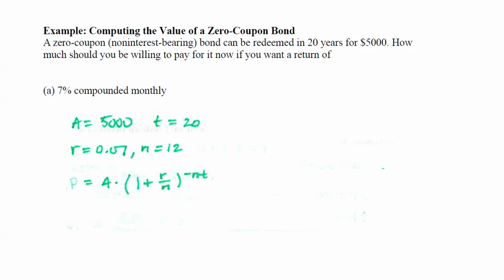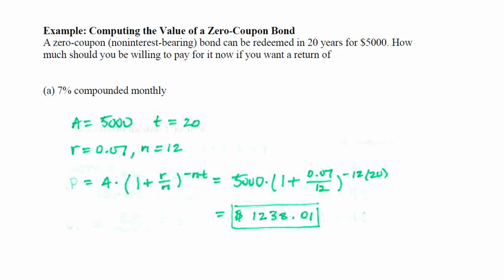So we're going to enter this into our formula for compounding N times per year. So we'll enter in our A, our R, our N, and our T, and we'll get an answer of $1,238.01. So that means for a return of 7% compounded monthly, we pay $1,238.01 for the bond. So if you pay this amount today and it grows at 7% compounded monthly for 20 years, you will have exactly $5,000 in your account. Okay? So that's what that means.